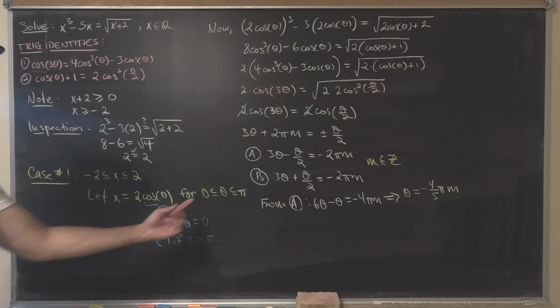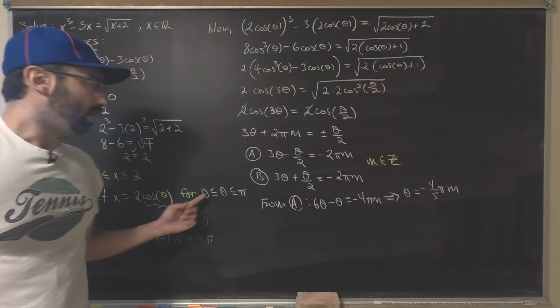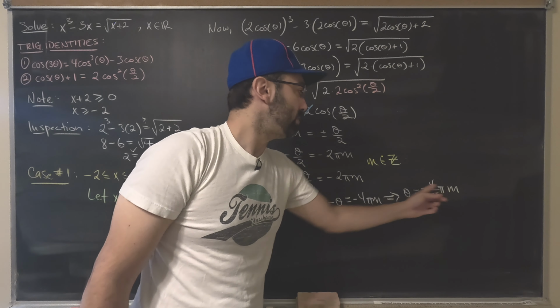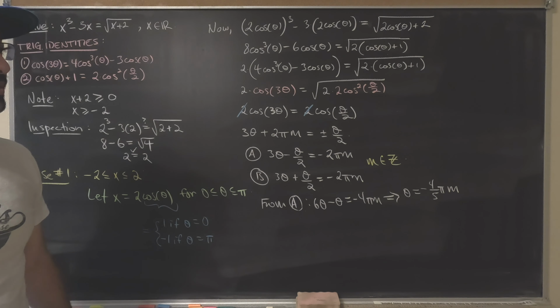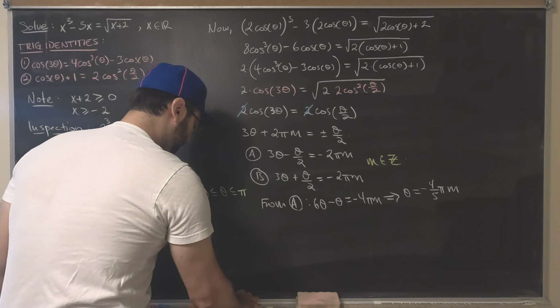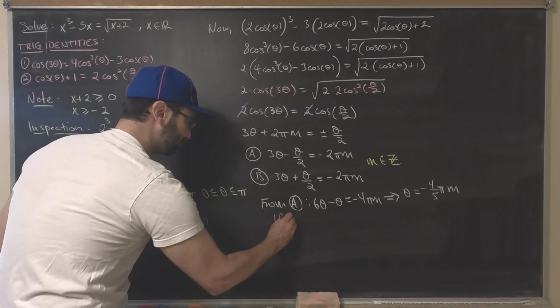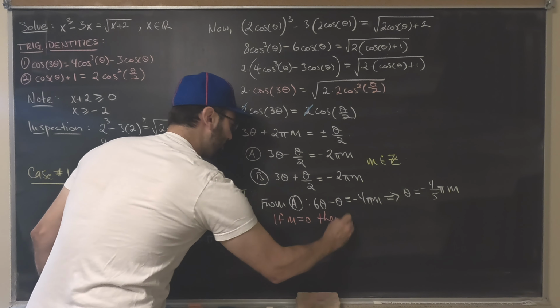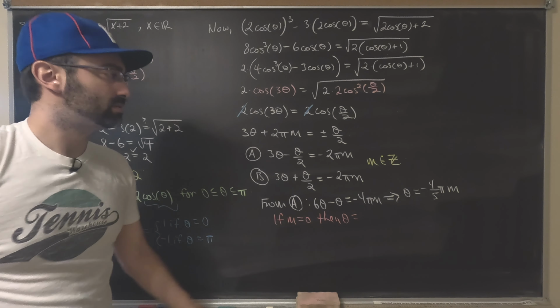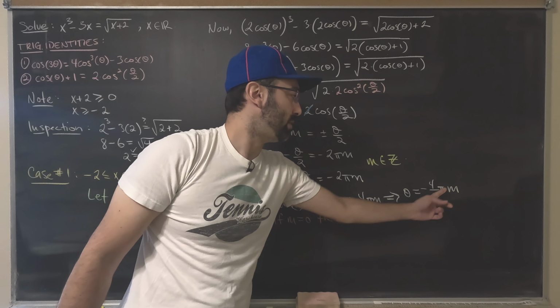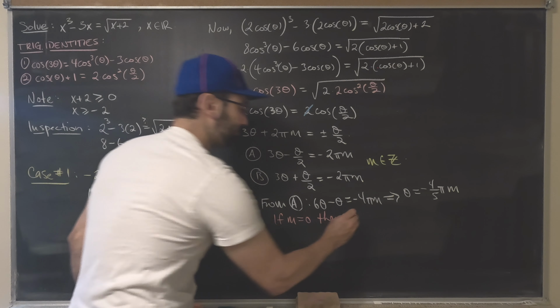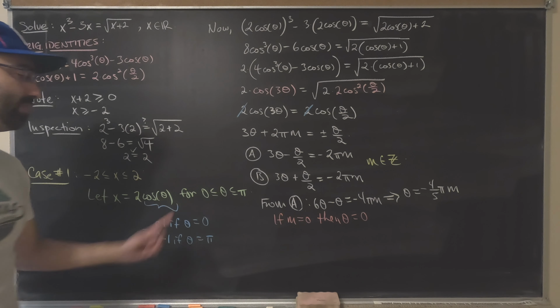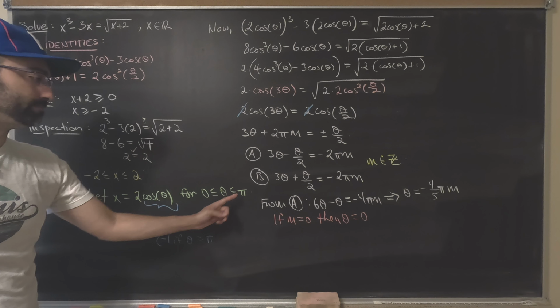Well, we need theta to be between 0 and pi. So what will ensure that here? What values of m? Well, if m is 0, then theta is, well, negative 4/5 pi times 0, that's 0. And that falls within this interval.